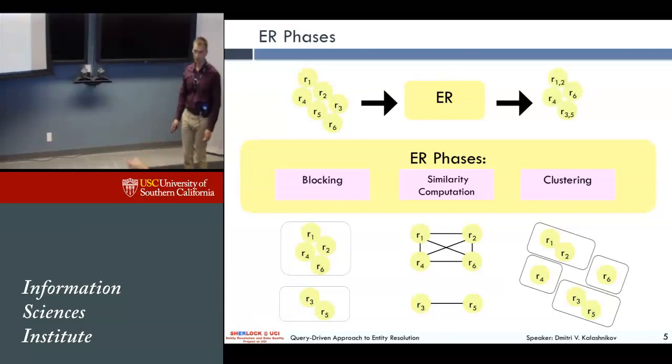By co-referring, you mean referring to each other or both referring to the same objects? Referring to the same objects. You have one reference that says J. Smith, and another that says Jane Smith. You need to say, are they talking about the same person or not? Any other questions? Okay.